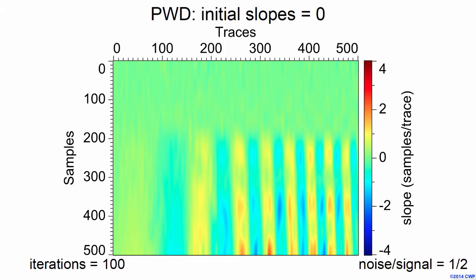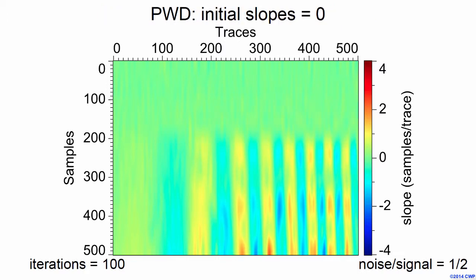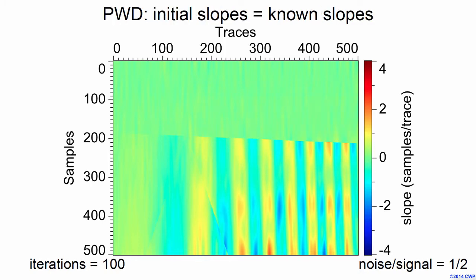So for 100 iterations and known slope values, we see the image that you see here. And so if I flip back and forth between the initial slope value equal to 0 and equal to the known slopes, again, the only main difference that you see is the discontinuities at the unconformity and at the fault.